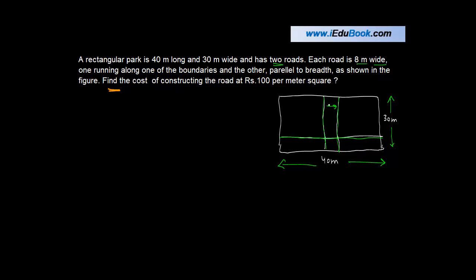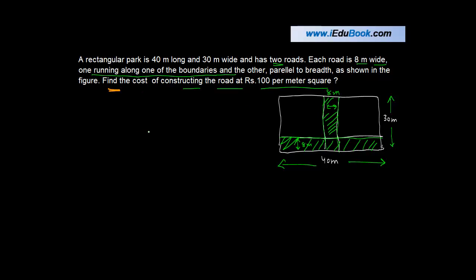So this area out here is 8 meters. Similarly, even this is 8 meters, right? One running along one of the boundaries. Of course, this is running along one of the boundaries. So let's say if I just highlight it, this is running along one of the boundaries and the other parallel to its breadth. This is the breadth, so this one is running parallel to the breadth, right? Find the cost of constructing the road at rupees 100 per meter square.